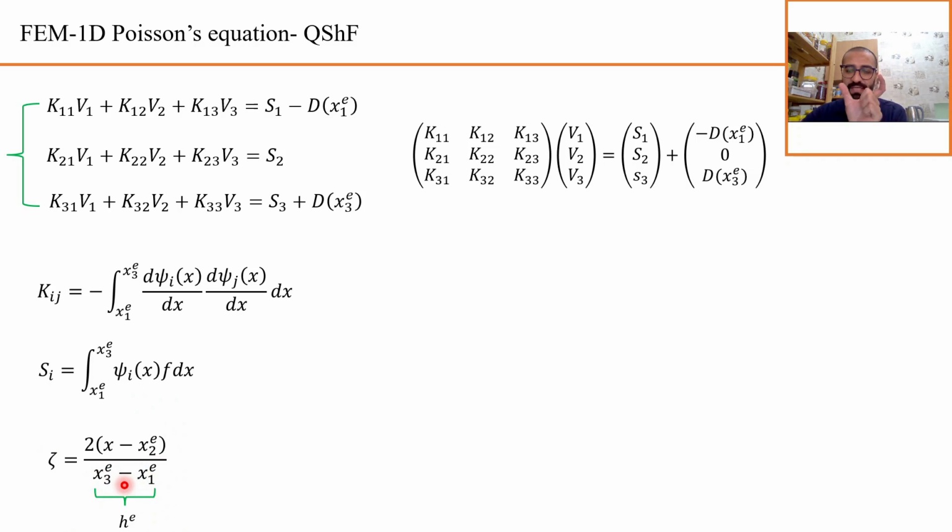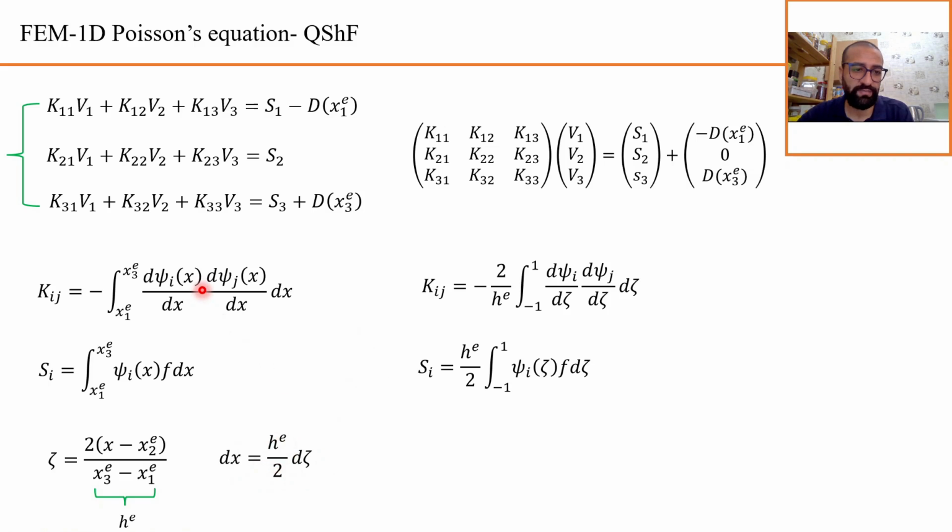Let's define this delta x for the first element with he, or for any element we define this delta x with he. And from this we can see that this dx is related to the d zeta with a coefficient of he over 2. And if I use this dx here and write the d psi i and d psi j in the new coordinate, I will get such an equation for kij and si. In the previous video I discussed in detail how we can get this equation from this equation. You can refer to that one, but this is not very complicated, and I think you know it.